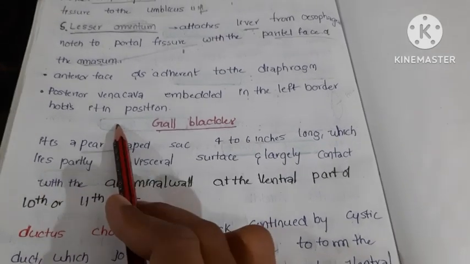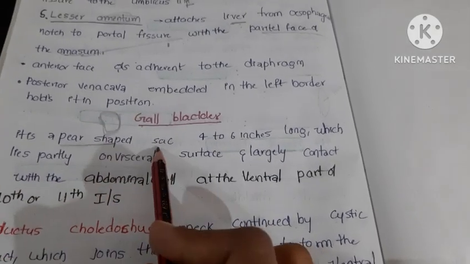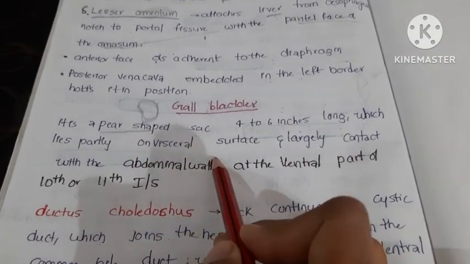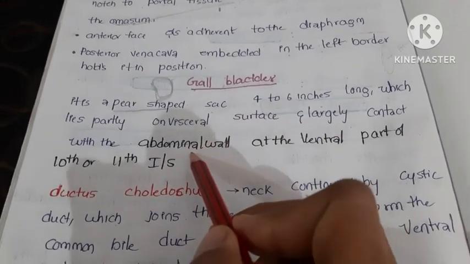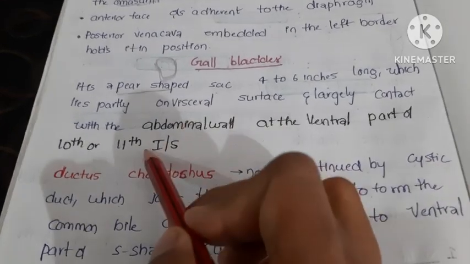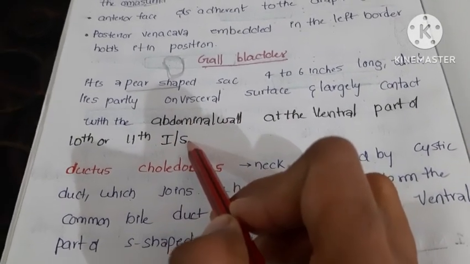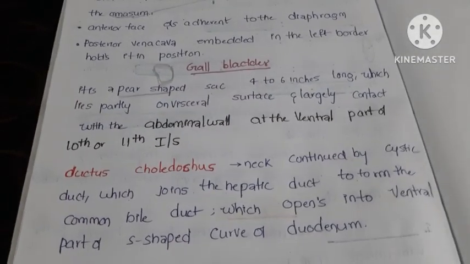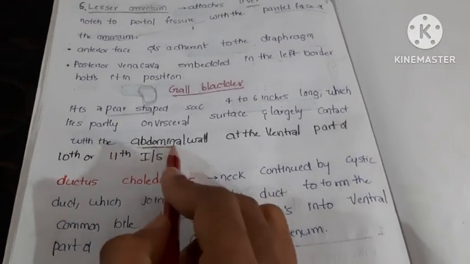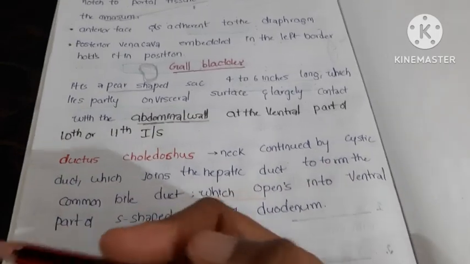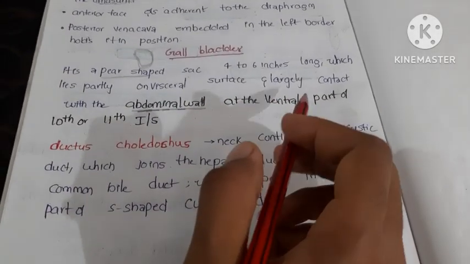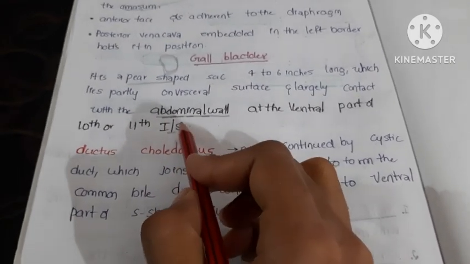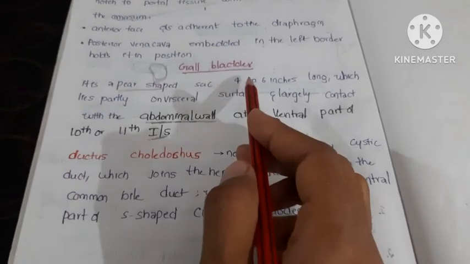Gallbladder is a pear shaped sac, and it is 4 to 6 inches long. It lies partly on the visceral surface and largely in contact with the abdominal wall at the ventral part of the 10th or 11th intercostal space. So it has more contact with the abdominal wall, at the ventral part of the 10th or 11th intercostal space.